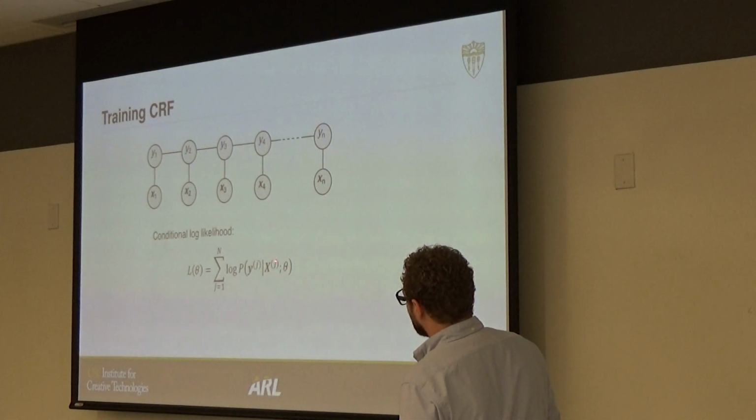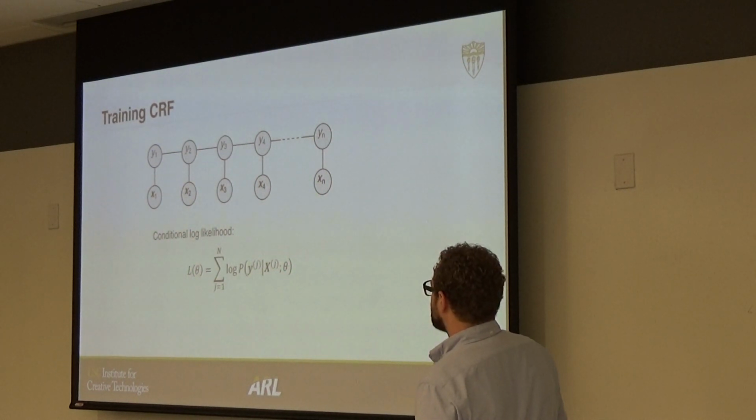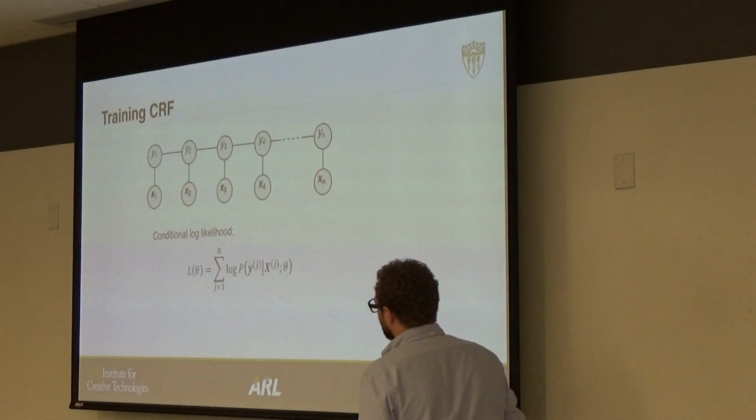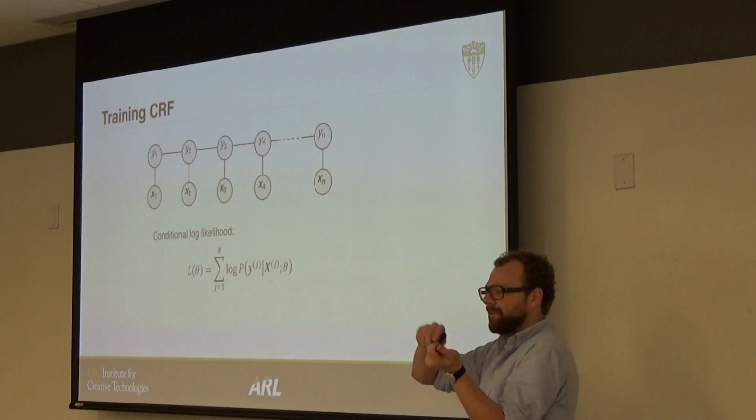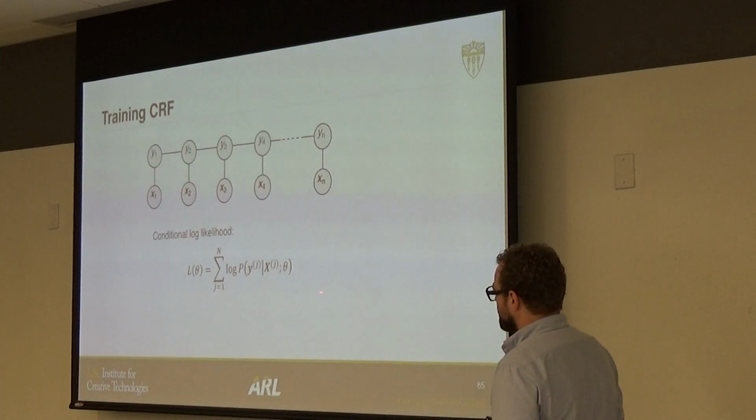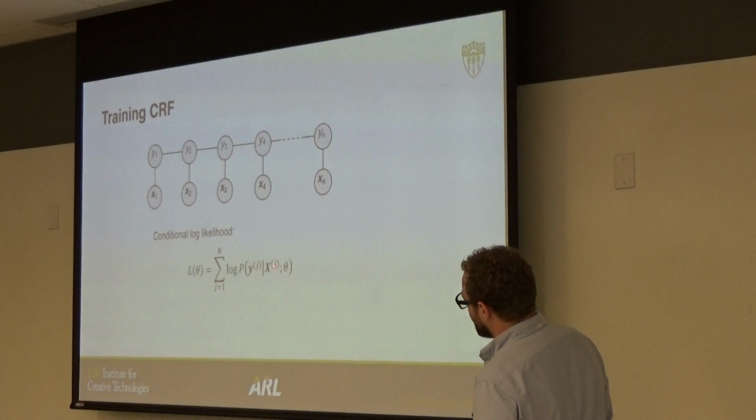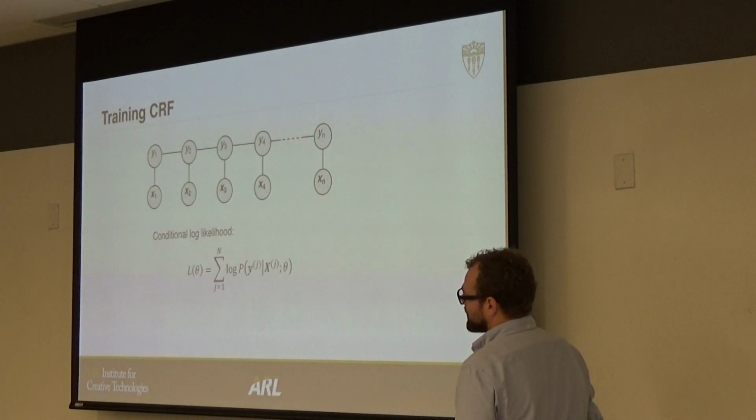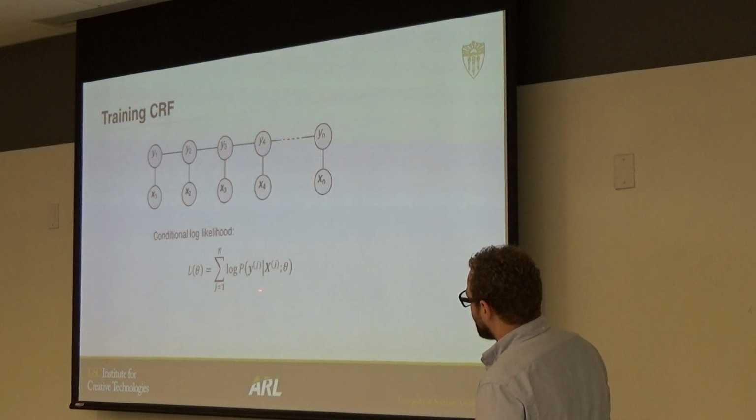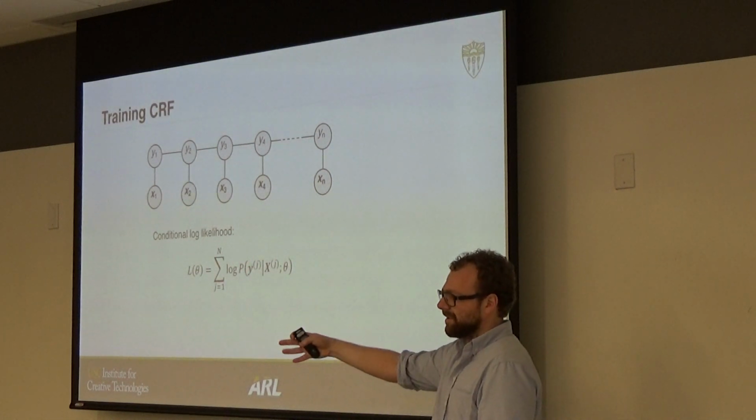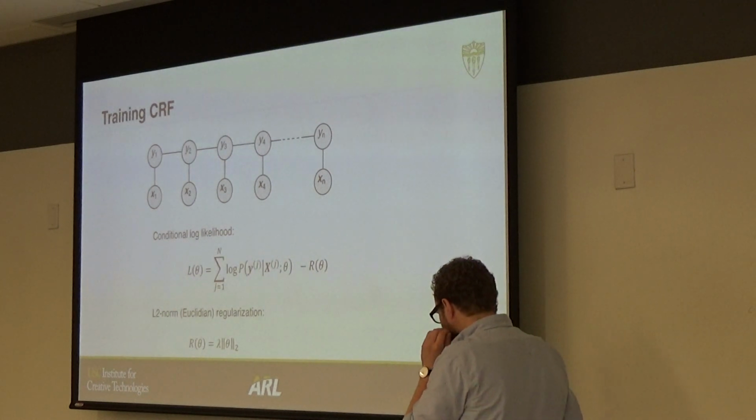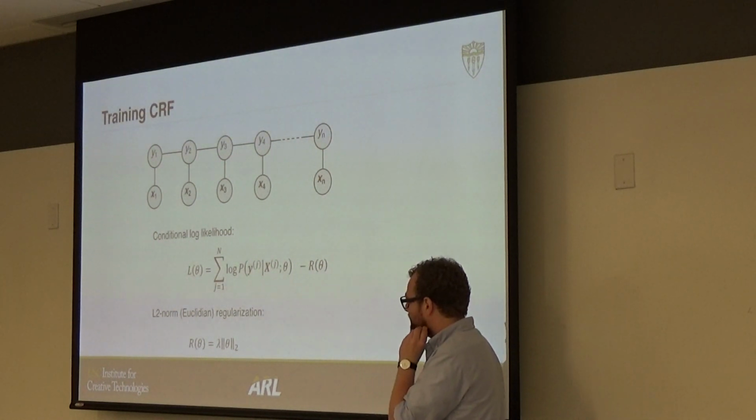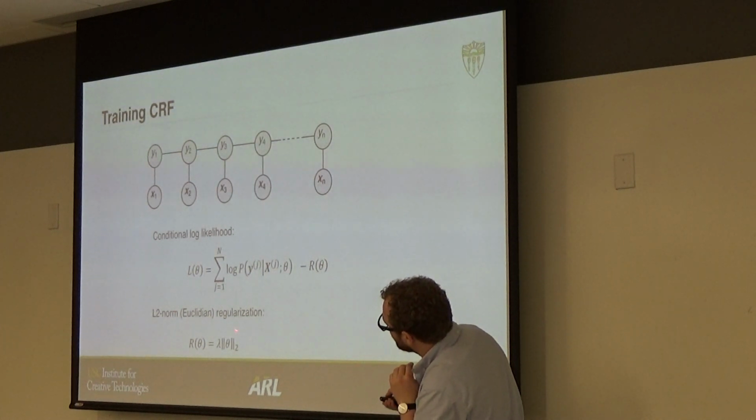So we have an observation sequence, we have a set of theta weights, and given an observation sequence plus weights, we want to know what the likelihood is for a certain class. In this case, it's a sequence of classes. Then most of the time we add a regularization parameter here. In this case, for example, we can do the L2 norm.